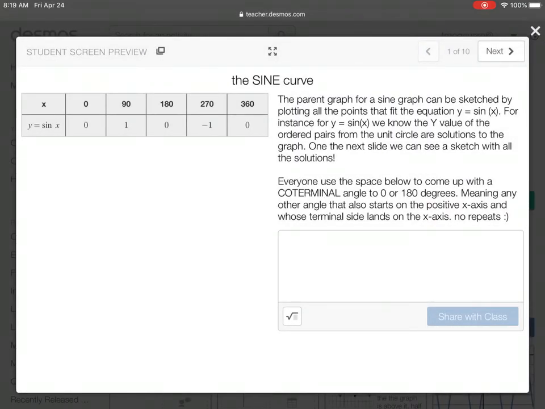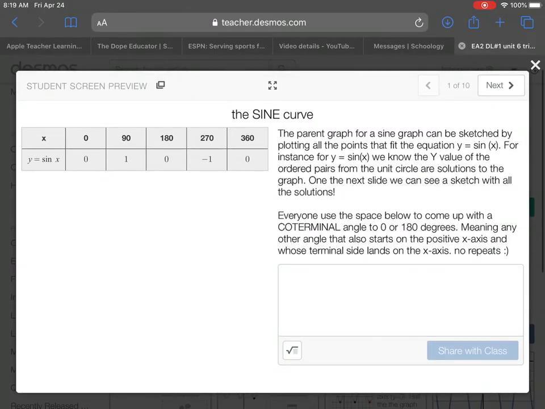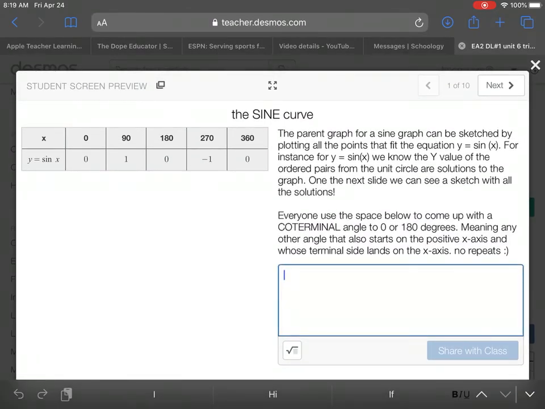All right, this screen tells you about the sine curve, and it gives you the ordered pairs, and then on the next slide I'll show you the sketch of it. But down here at the bottom it asks you for a coterminal for 180, so just remember to keep adding and subtracting 360 and you'll get an answer for that.